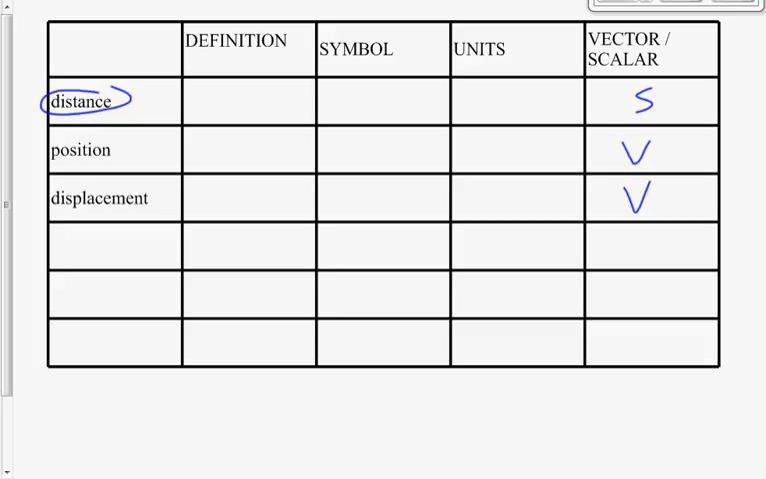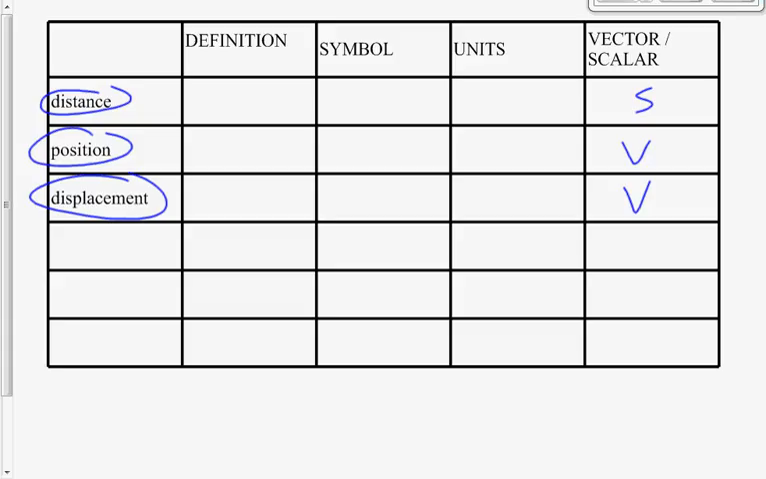Displacement we define as the change in position. So that's one position minus another position. It's going to be a vector as well, because if you've got a position, which is a vector, then the change in a vector has got to be a vector as well.